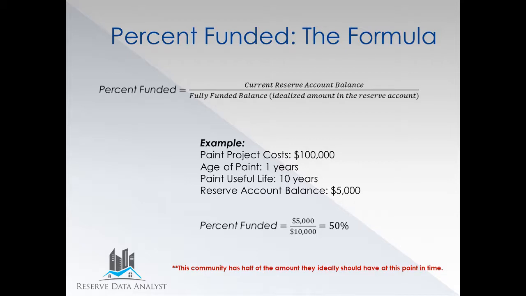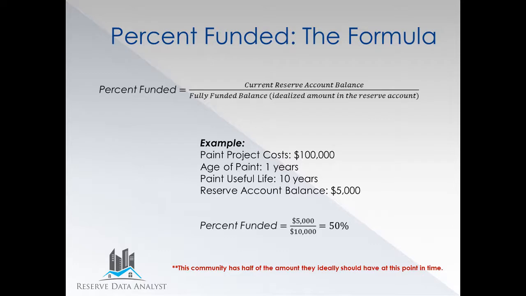So let's just break this down real quick in this formula. We have a paint project of $100,000. It's 1 year old. The paint has a useful life of 10 years. So at the end of 10 years, we're going to have to recoat the paint. And at the end of year one, we have a reserve account balance of $5,000.